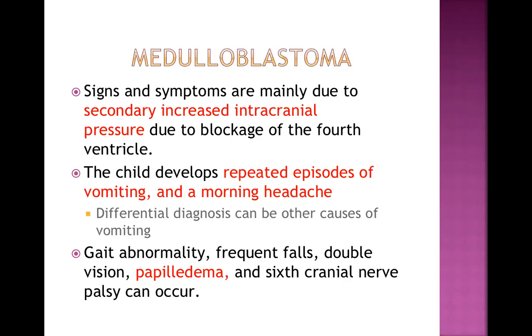Can you tell me which muscle is supplied by the sixth cranial nerve? Which muscle? That is an extraocular muscle. What is the name? Lateral rectus. And what is the function of the lateral rectus? Abduction of the eyeball. So if that nerve is gone, that muscle is paralyzed. As a result, the person will have diplopia.